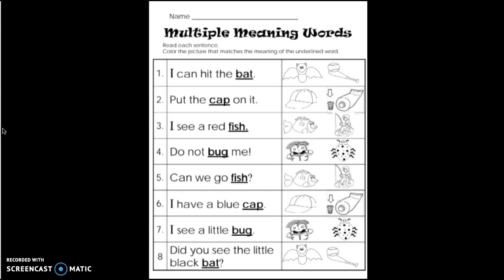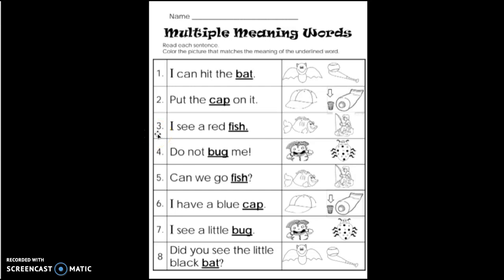I can hit the bat. What type of bat are they talking about in this sentence? Color the picture. Number 2, put the cap on it. Put the cap on it. Cap. What type of cap are they talking about in this sentence? Color the picture.